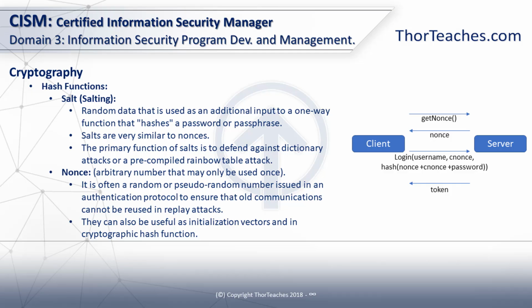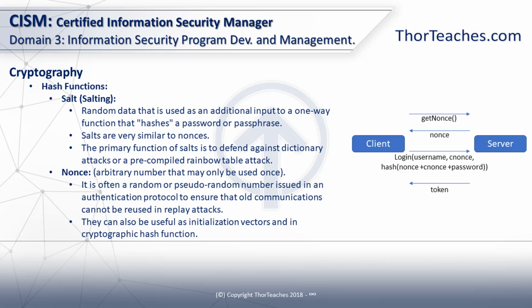Salting is random data added as an additional input to the one-way function. So not only do I have my password of "Thor is awesome", but even if the salt is just ABC, the hash would now be of "Thor is awesome ABC". The attacker would try the plain password and get a wrong result. Obviously, salting is much more complex, but you get the idea.